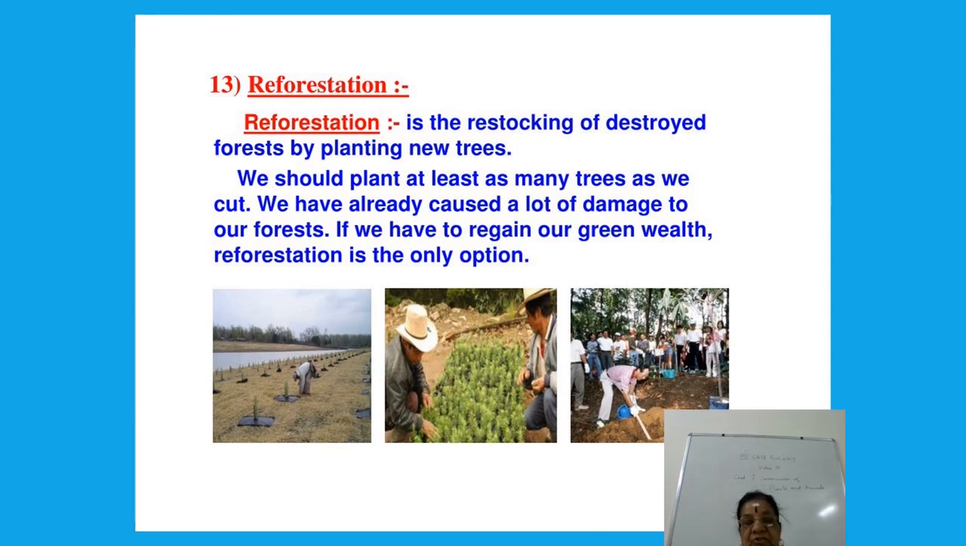So deforestation is followed by reforestation. Reforestation is the restocking of destroyed forests by planting new trees. The planted trees should generally be of the same species which were found in that forest. We should plant at least as many trees as we cut. And reforestation can take place naturally also.